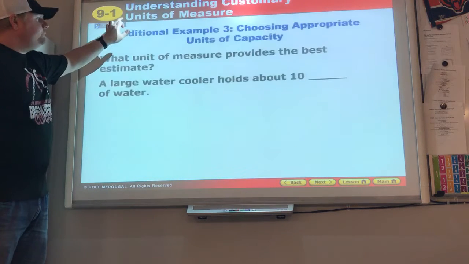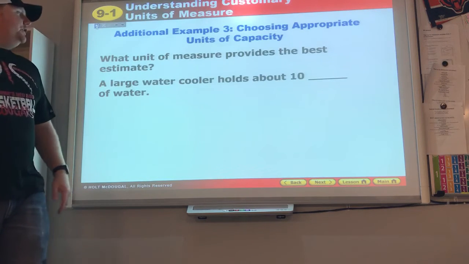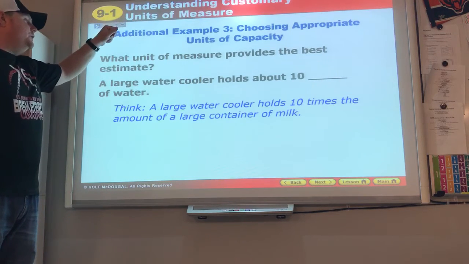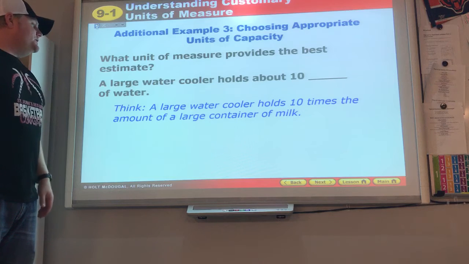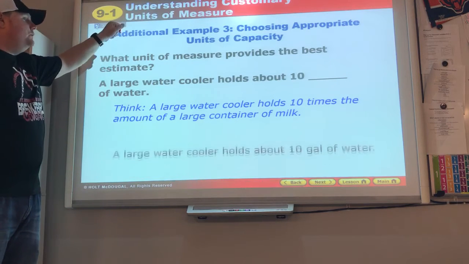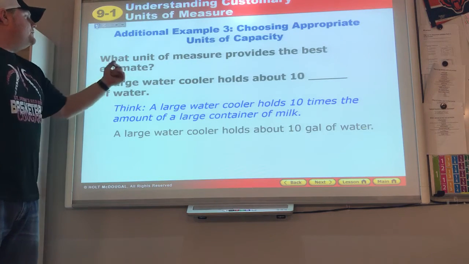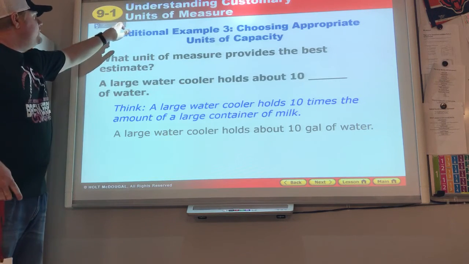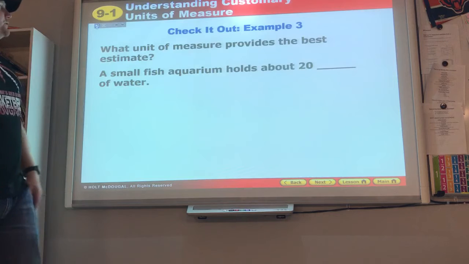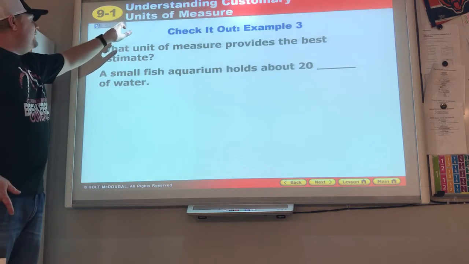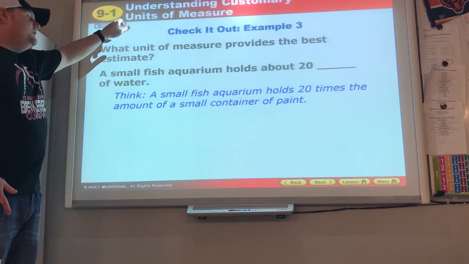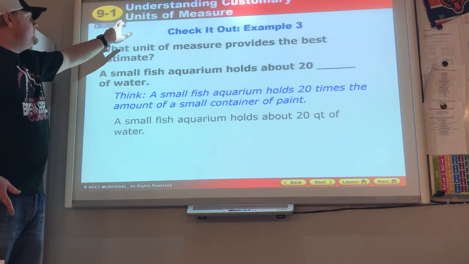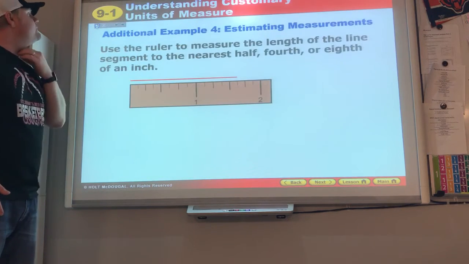All right. So a large water cooler holds about 10 of water. Well, a large water cooler holds about 10 times the amount of a large container of milk, so 10 gallons. So a large water cooler like you take out to the ball fields and put water in for drinks, all right? A small fish aquarium holds about 20, I would say maybe pints. Think 20 times the amount of a small container of paint, so it is 20 quarts. Excuse me, I still get those confused.